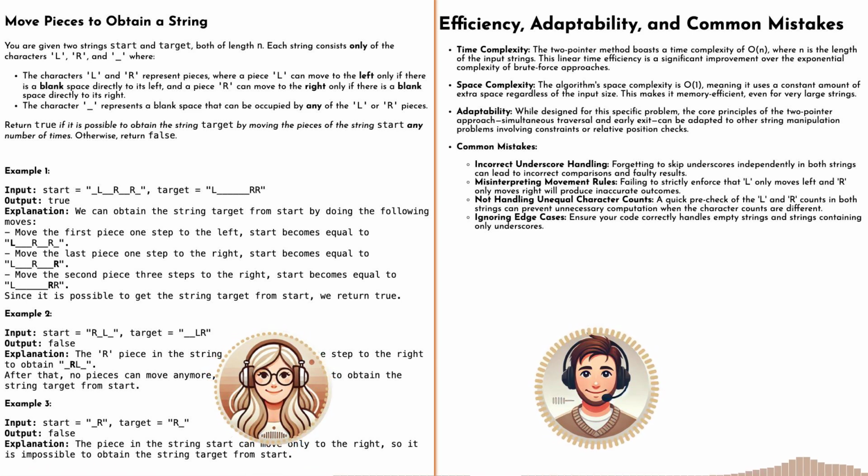You know what's really cool? It feels like we could use this for more than just L's and R's. Oh, absolutely. This is just the tip of the iceberg. The two-pointer method is like a universal tool. Exactly. Whenever you're dealing with sequences of data, strings, arrays, you name it, and you need to compare things or look for patterns, the two-pointer method can swoop in and save the day. It's like having a Swiss Army knife in your coding toolkit. That's a great way to put it.